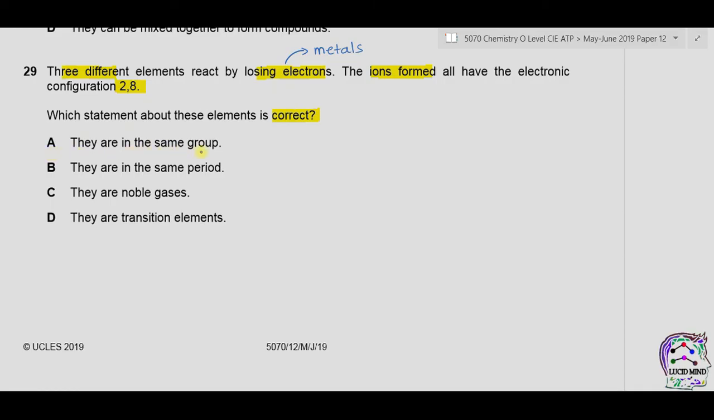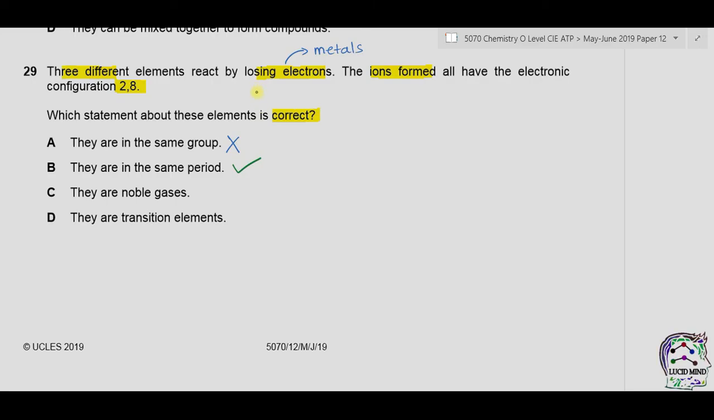A. They are in the same group. This is incorrect because after losing electrons, the electronic configuration will not be the same, it will be different for each element of the group. B. They are in the same period. This could be a true statement.